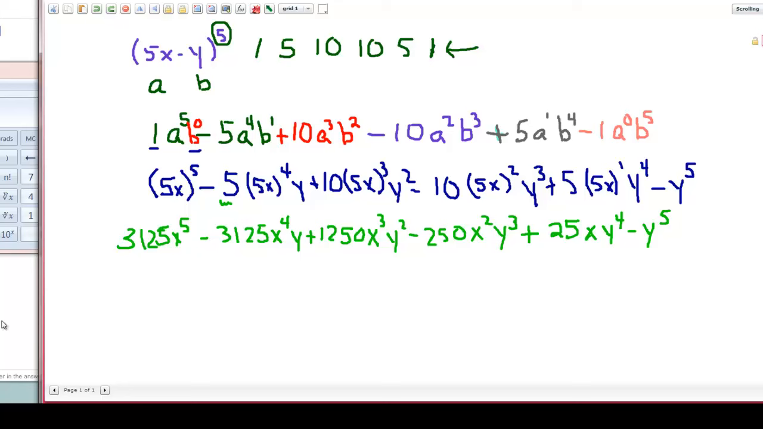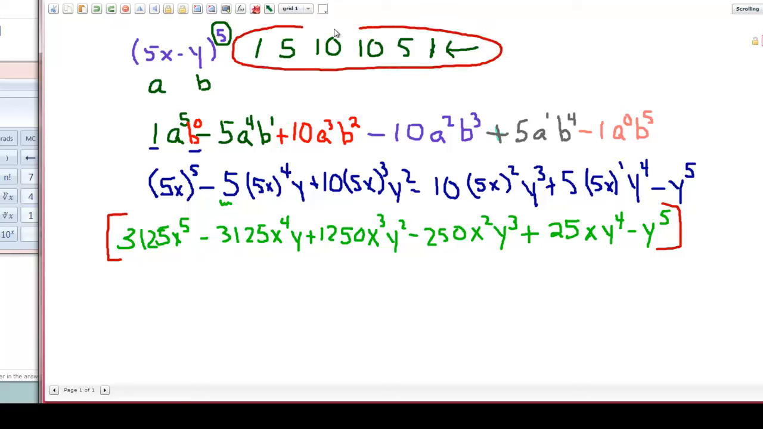Whew. To me, that was a lot more simply done than using the binomial theorem. You can go ahead and use the binomial theorem if you want. That's no problem. It's completely up to you. But this is using Pascal's triangle. And we got our extra coefficients here from the Pascal's triangle.